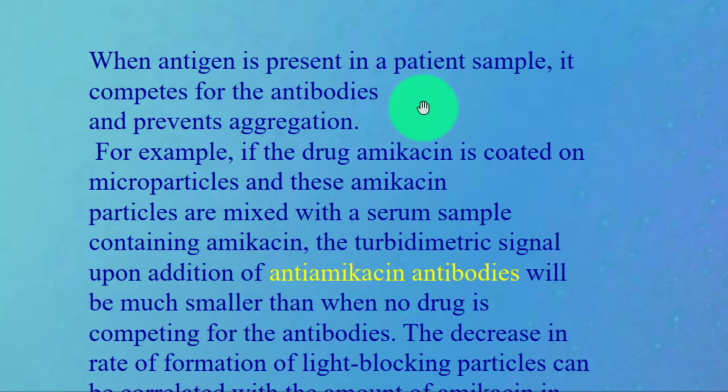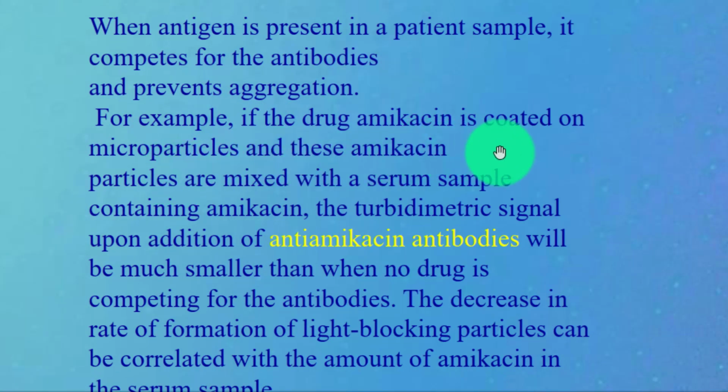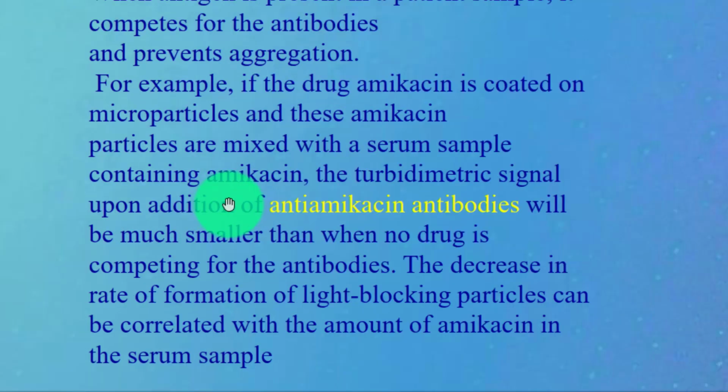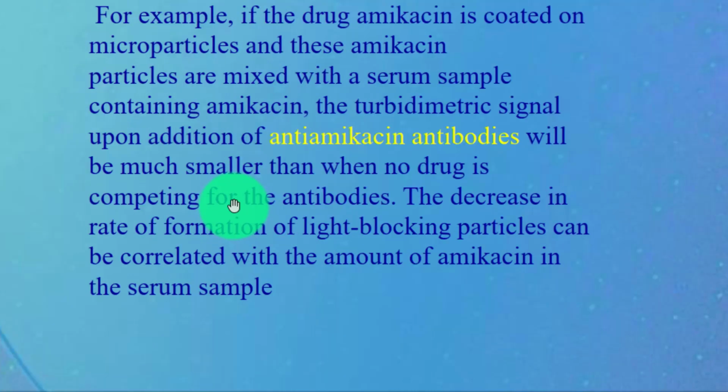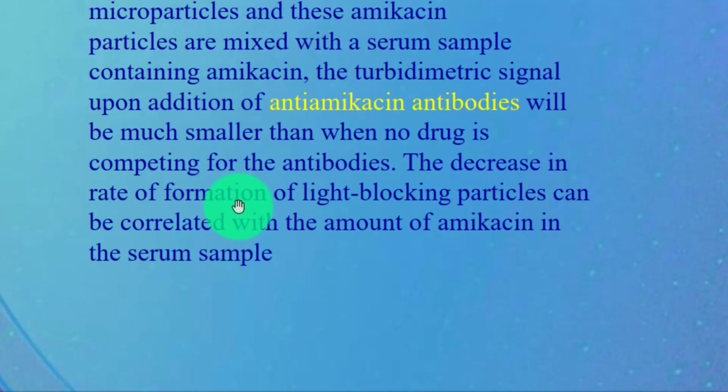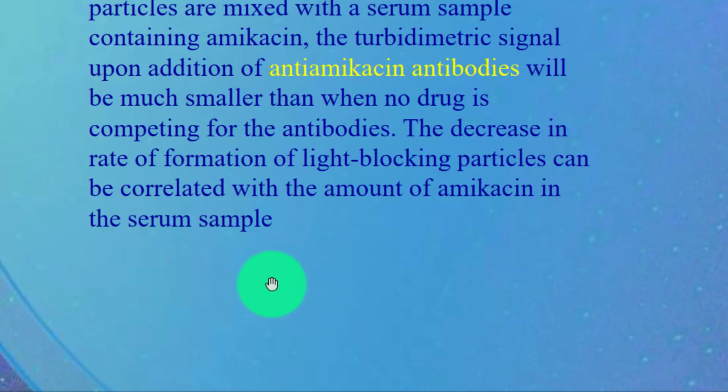When antigen is present in the patient sample, it competes for antibodies and prevents aggregation. For example, if the drug amikacin is coated on the microparticle and these amikacin particles are mixed with a serum sample containing amikacin, the turbidimetric signal upon addition of anti-amikacin antibodies will be much smaller than when no drug is competing for the antibodies. The decrease in rate of formation of light-blocking particles can be correlated with the amount of amikacin in the serum sample.